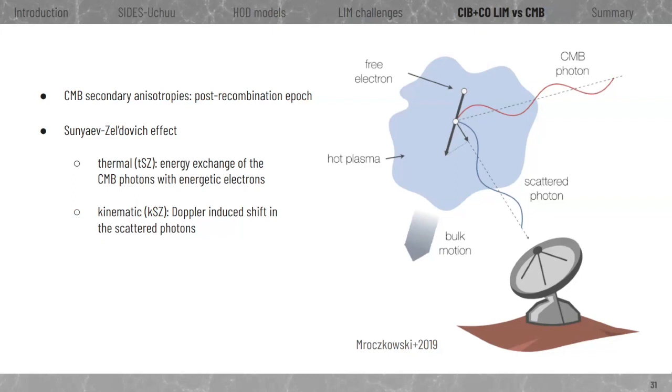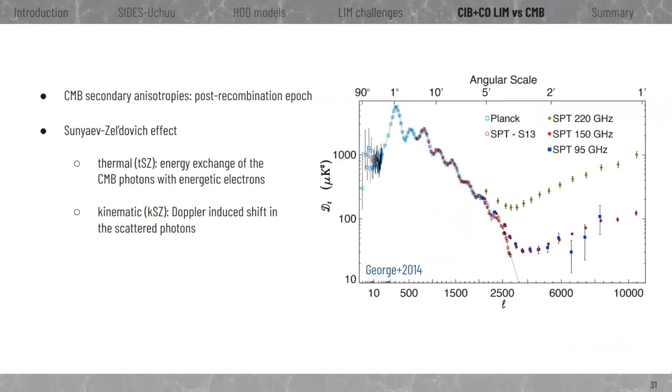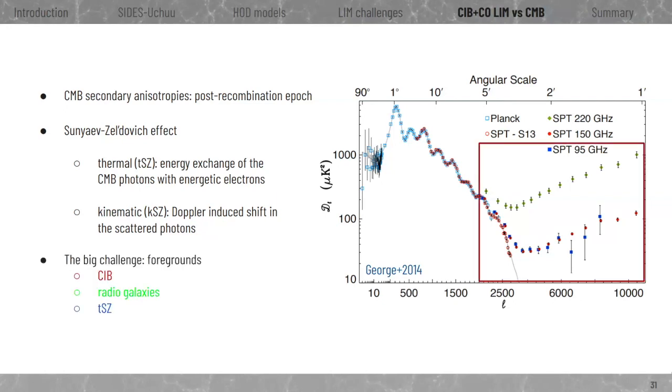But the last one, the kinematic Sunyaev-Zeldovich effect, is really important for studies to understand better what happened during the epoch of reionization. But to get that, it's tricky. Here you see the power spectrum of the CIB, the CMB. And if you want to measure the kinematic Sunyaev-Zeldovich effect, you need to focus here. But here, unfortunately, you have very important foregrounds. First is the CIB, so the emission from the dust of the galaxies. You have the synchrotron emission from radio galaxies, and of course, the thermal Sunyaev-Zeldovich effect.